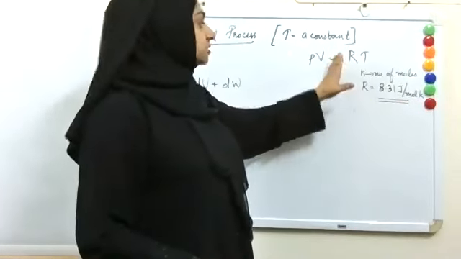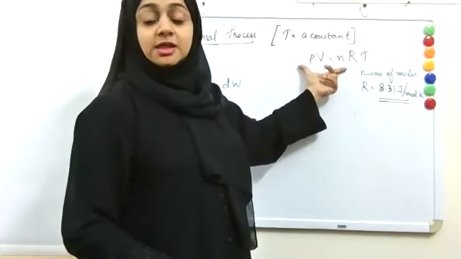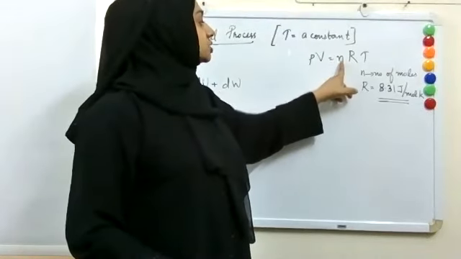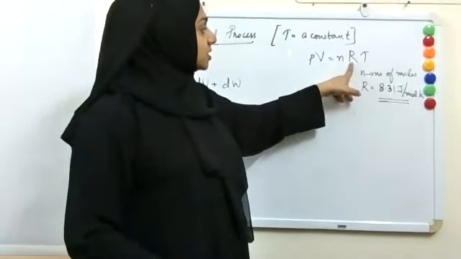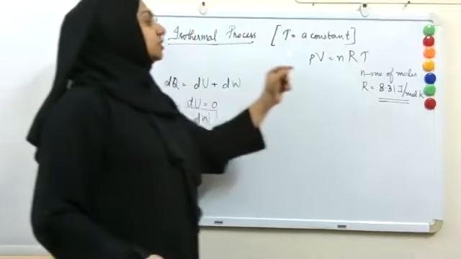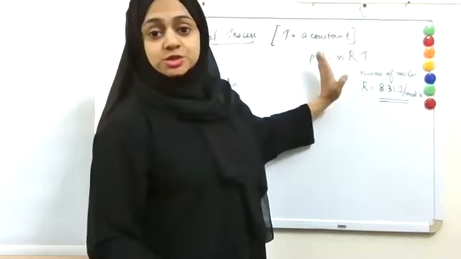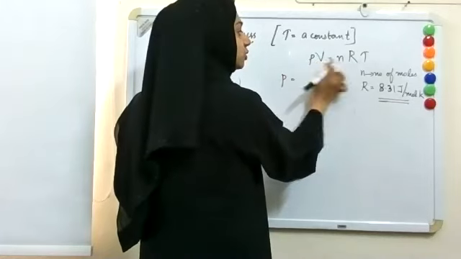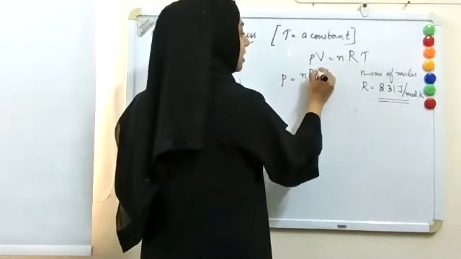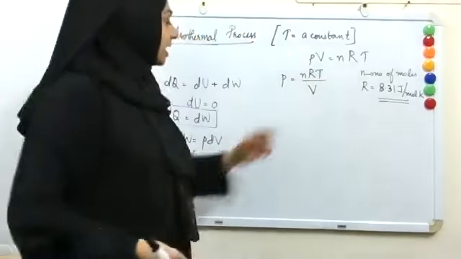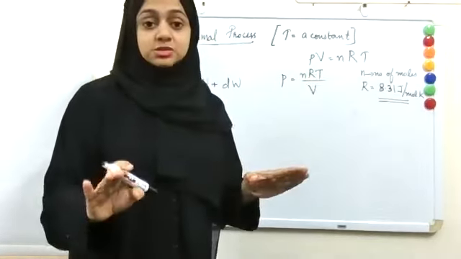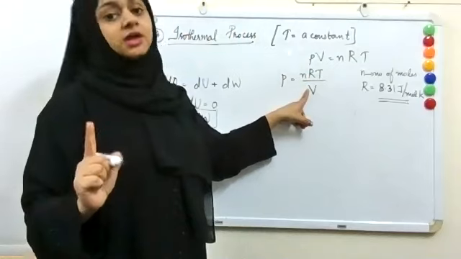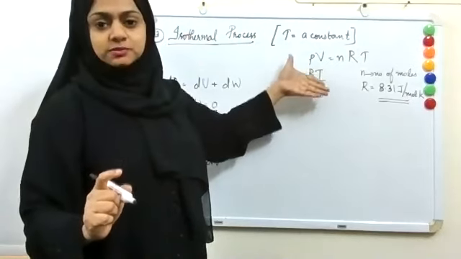You must have learned this in your previous class. This is the ideal gas equation: pressure into volume is equal to nRT. So here n is a constant, R is a constant, and when we are considering an isothermal process, T also is a constant. So from here we can express pressure in terms of volume. P is equal to, when I take V to this side, nRT divided by V, where n, R and T are constants. So we have expressed pressure in terms of only one variable, that is volume. Is that clear to you?